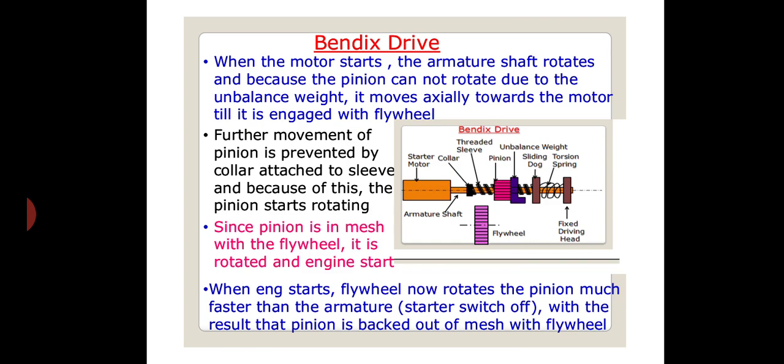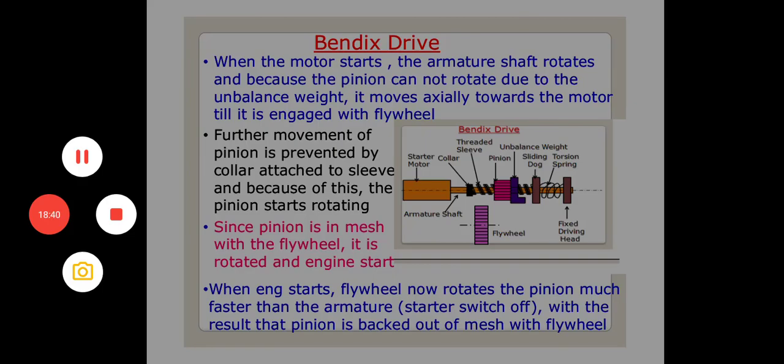Now when the motor starts, the armature shaft rotates, and because the pinion cannot rotate due to the unbalanced weight, it moves axially towards the motor till it is engaged with the flywheel. Further movement of the pinion is prevented by the collar attached to the sleeve, and because of this the pinion starts rotating. Since the pinion is in mesh with the flywheel, the flywheel is rotated and the engine starts. When the engine starts, the flywheel now rotates the pinion much faster than the armature, so the starter switches off. As a result, the pinion is backed out of mesh with the flywheel. So this is related to the Bendix drive.